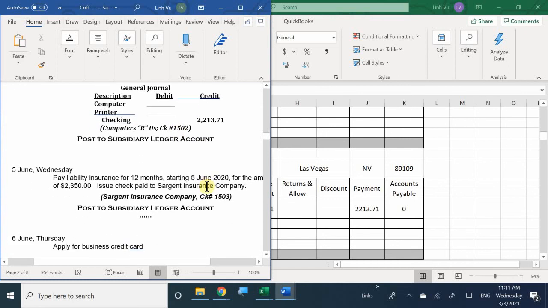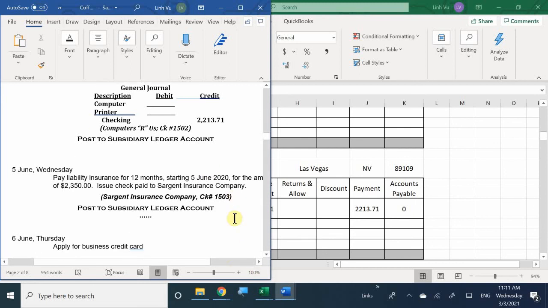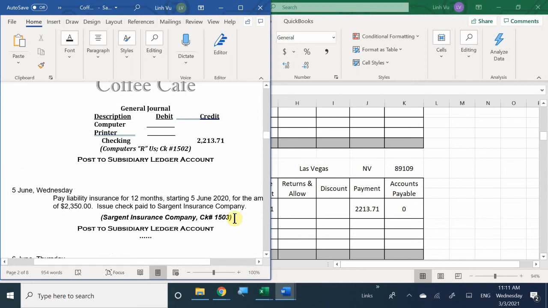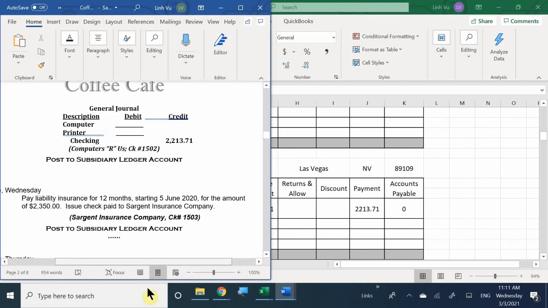All right. So now we are still on the 5th of June, and what has happened here? We paid for liability insurance. Okay, for how much? For the amount of $2,350. Good. We bought a 12-month insurance starting at June 5th. Because usually insurance starts the day that you buy it, right?